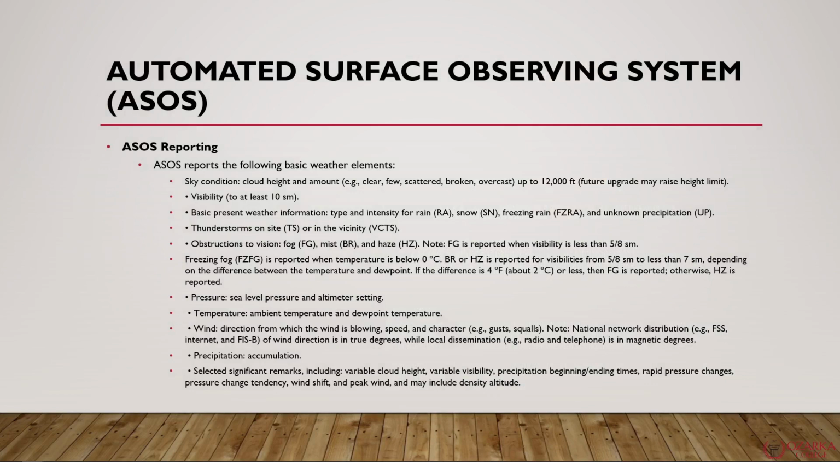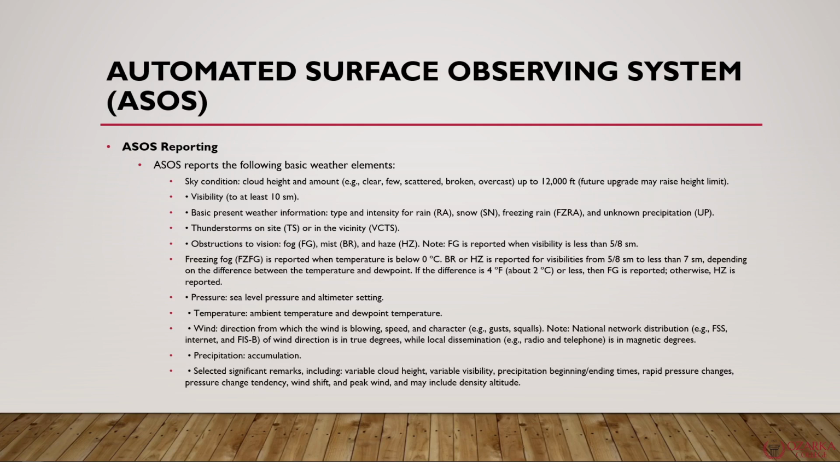So thunderstorms on site is TS, or in the vicinity is VCTS. Obscurations to vision such as fog, FG, mist, BR, and haze, HZ. Now note, fog is reported when visibility is less than 5/8 of a statute mile. If it's more than 5/8 of a statute mile, it will not report fog, okay? Freezing fog, FZFG, is reported when the temperature is below zero.